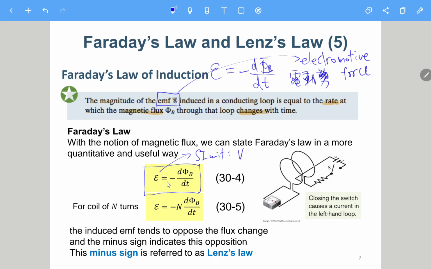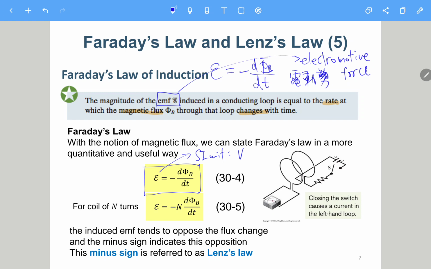So this is pretty much Faraday's law, and then we can use this one. This expression is only for a single loop of coil. If we have a coil of N turns, we simply multiply it by N on the right side. The total electromotive force will be contributed by all the N turns, so we just multiply this value by N. So this is pretty much it.